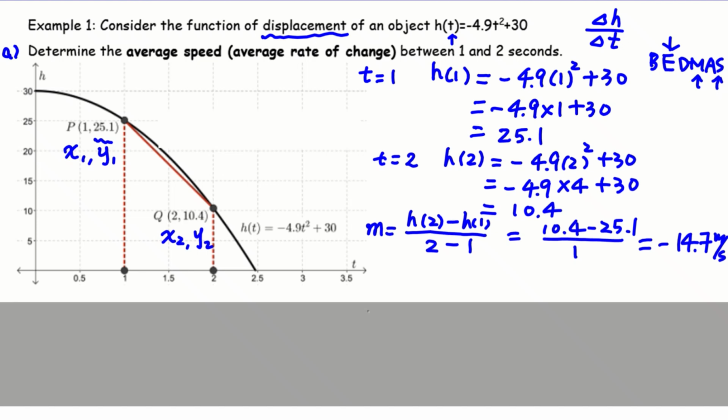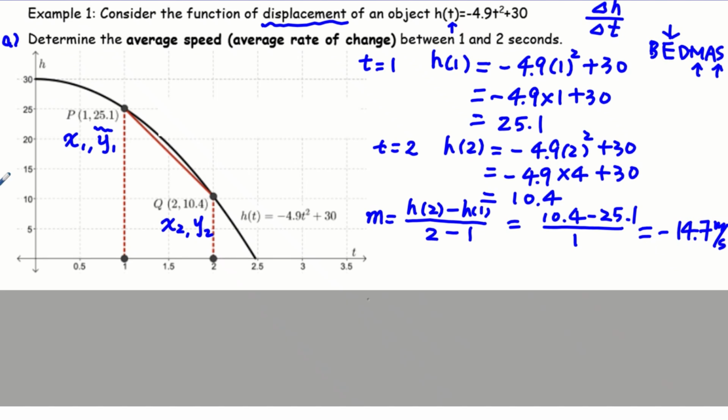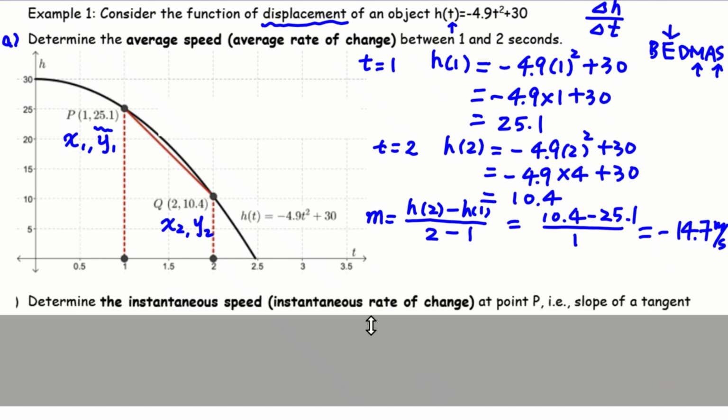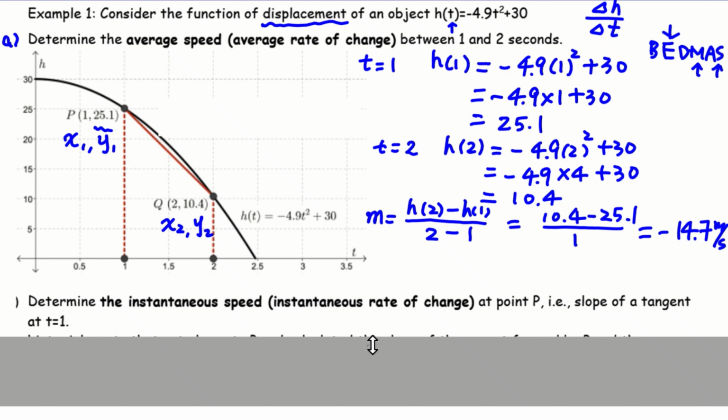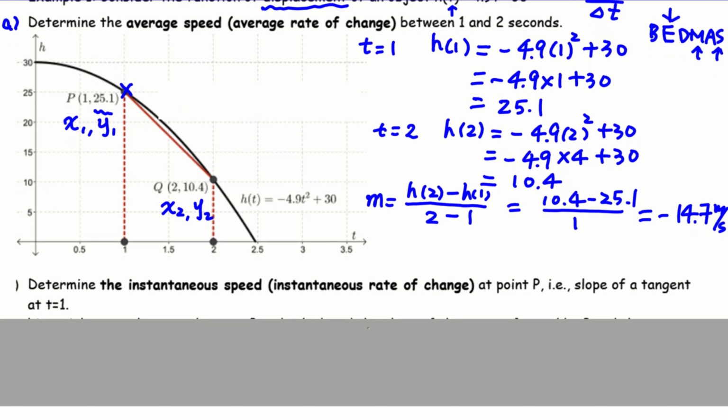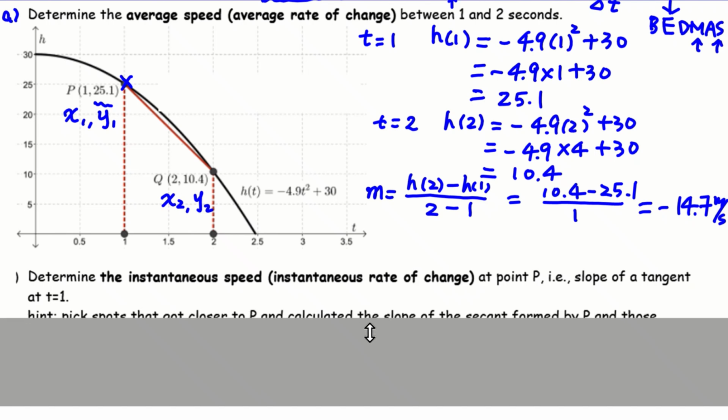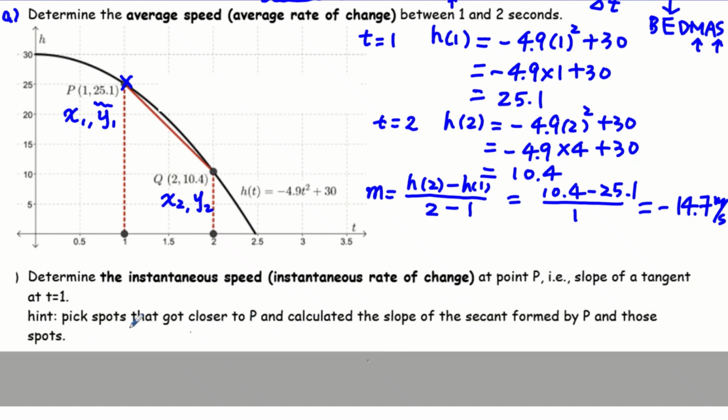And the next one, we are going to see how we can use this function to find the instantaneous speed, the instantaneous rate of change at point P. So we want to find the tangent line here, the slope of the tangent line, at t equals 1. So we want to pick points that get closer to point P and calculate the slope of the secant formed by P and those points.